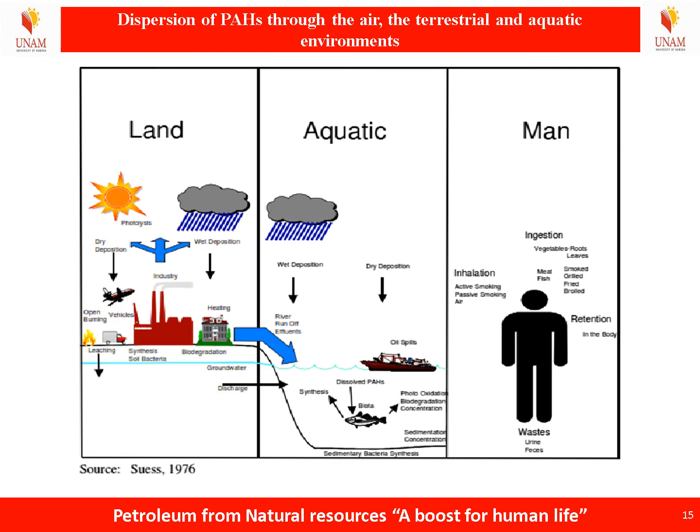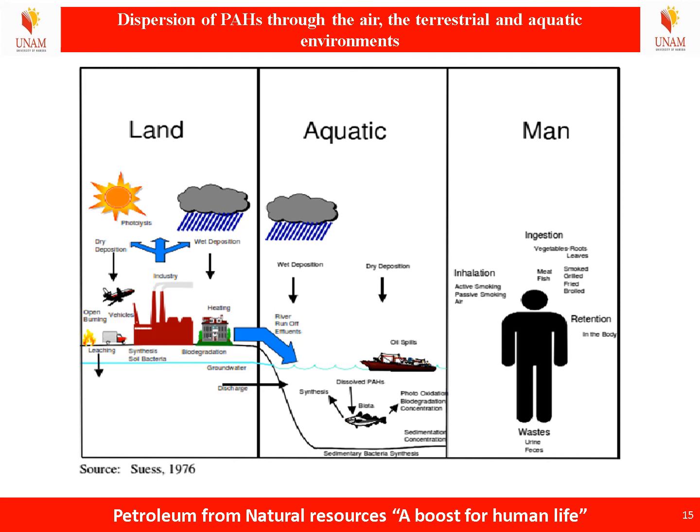Concentration, sedimentary bacterial synthesis. So from the oil spills also, it can happen when the ships are transporting the oil containers. When there is a spillage, that oil spillage will contaminate the ocean, the sea. So that will affect the aquatic organisms. Then it will affect man also.